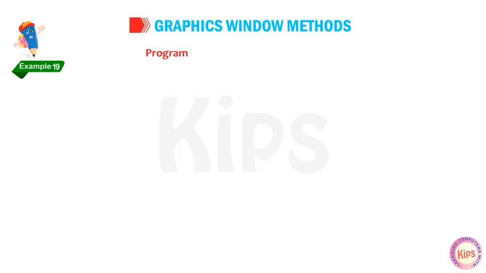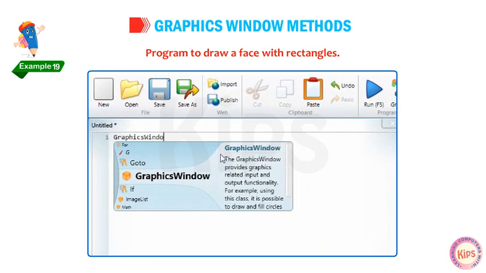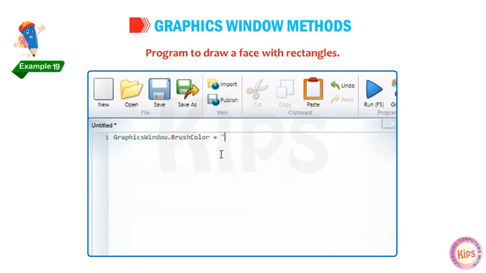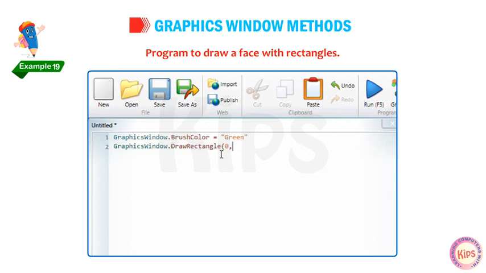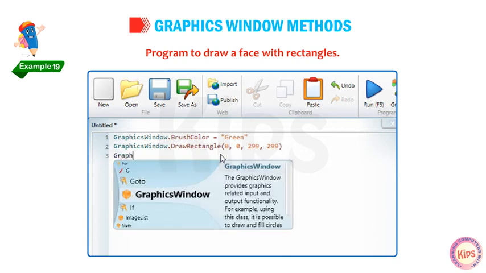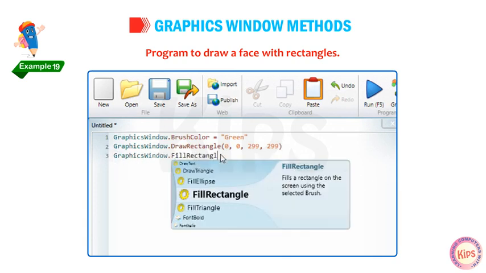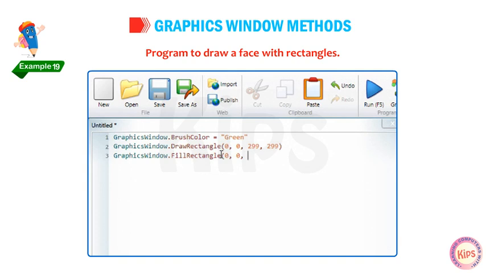Example. Program to draw a face with rectangles. GraphicsWindow.BrushColor = "Green". GraphicsWindow.DrawRectangle(0, 0, 299, 299). GraphicsWindow.FillRectangle(0, 0, 299, 299).